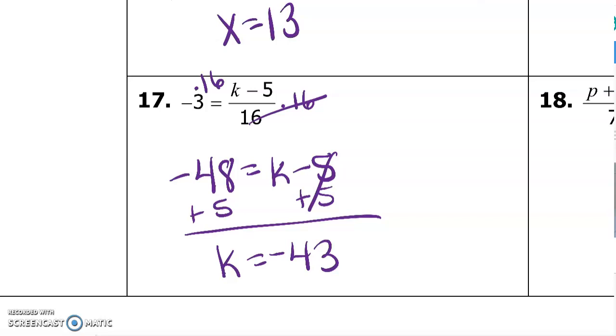So your job is to always get the variable by itself by undoing what is happening to it. Usually you will add or subtract first and then multiply or divide. But the exception to that rule is when you have this big fraction. So you have to get rid of the bottom number first to get rid of the fraction.